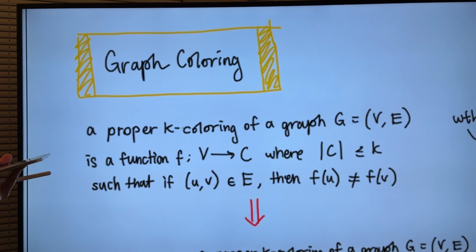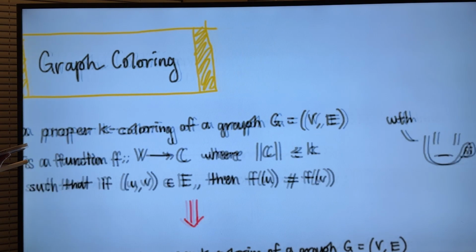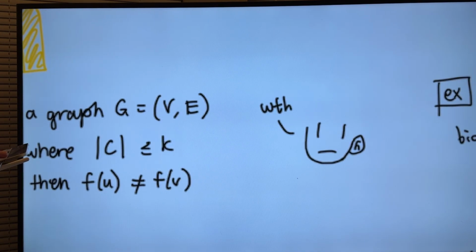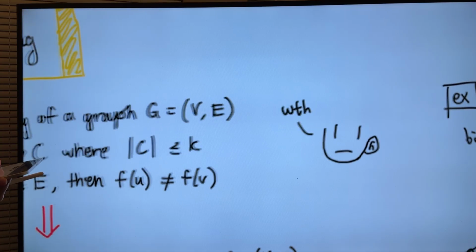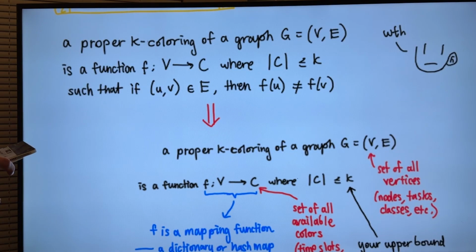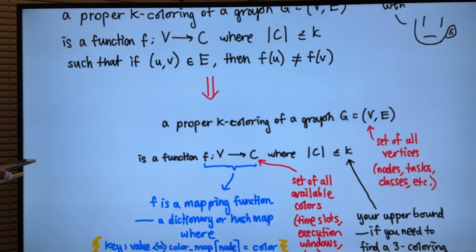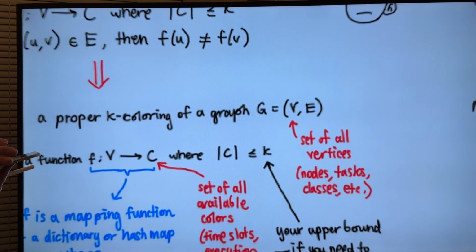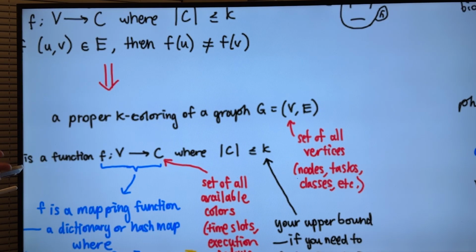That was a mouthful, and if you're like me, when I read this for the first time, you're probably making this face right now, thinking, what the heck? But it's okay. We're going to dissect this line by line. So, a proper k-coloring of a graph, G equals (V, E). Remember, V is just our set of all vertices, the nodes, the tasks, the classes, etc.